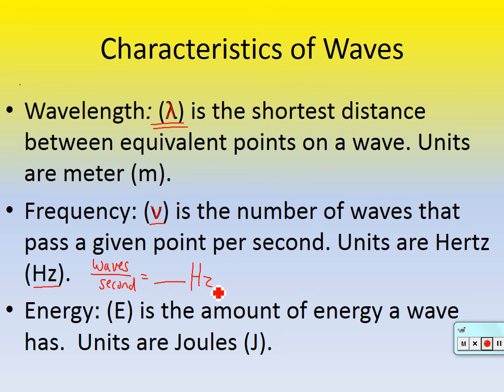Okay, and then finally, energy is given the symbol that actually makes sense, a capital E. And it's the amount of energy a wave has. The units for energy are joules, and joules is abbreviated with a capital J.